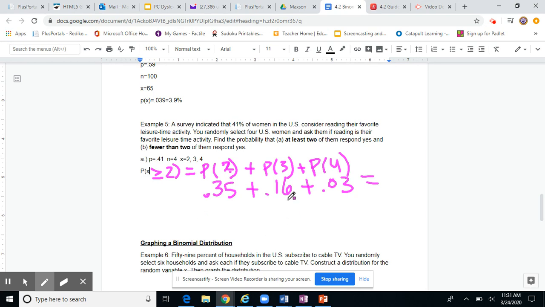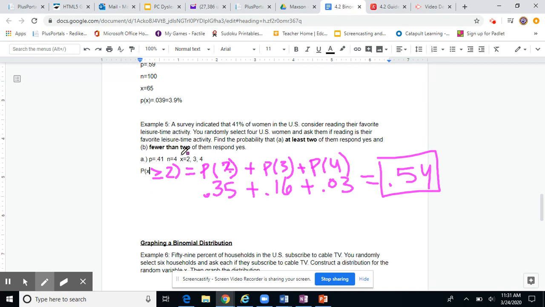And to find the actual probability, we add them all together. So 0.35 plus 0.16 plus 0.03. And your final answer is a 0.45 chance that there is at least 2 that respond yes, selecting 4 people.